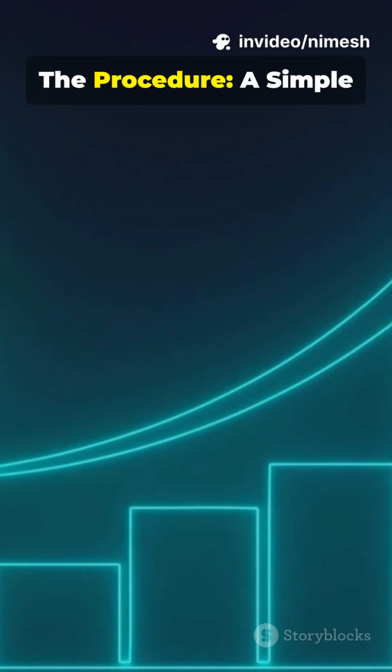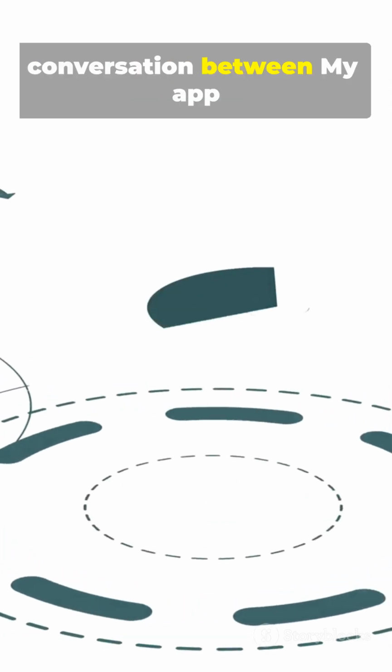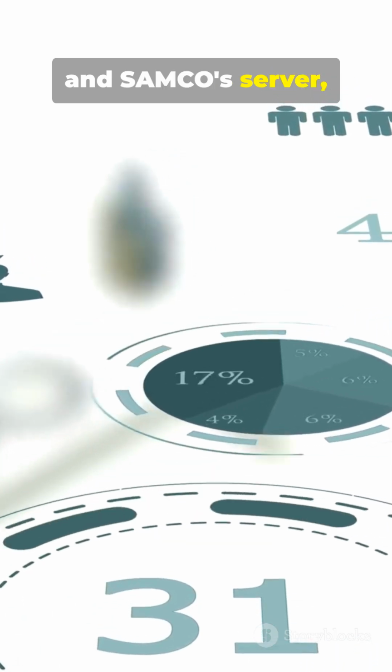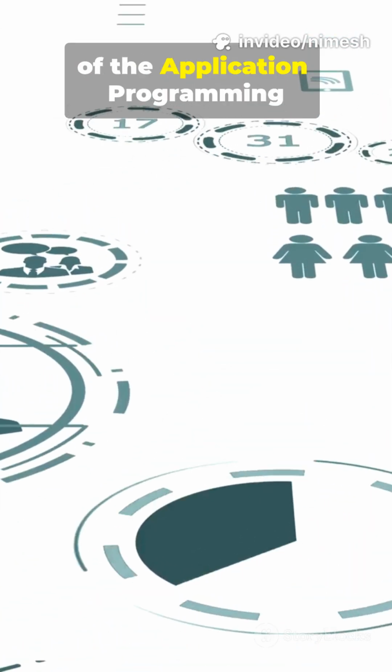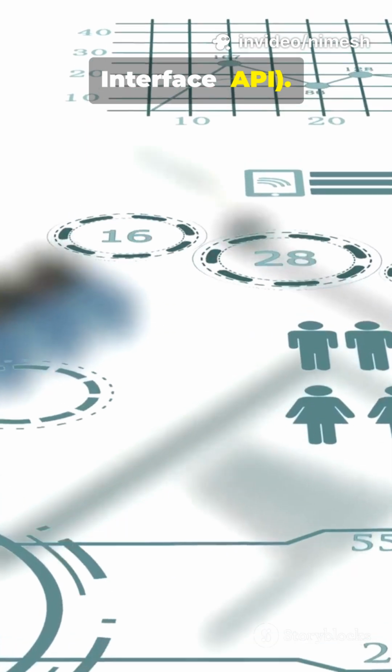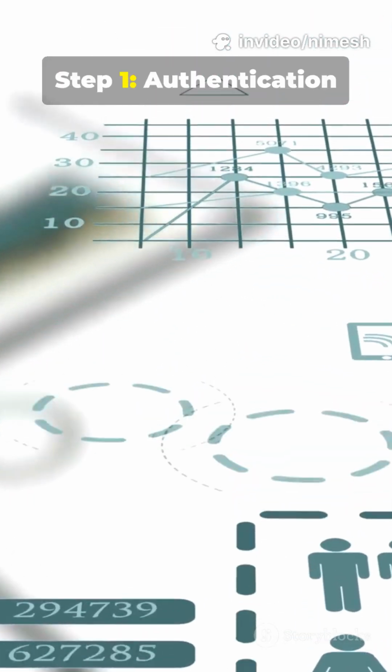2. The procedure: a simple request-response dialogue. The entire process is a structured conversation between my app and Samco's server, using the established rules of the Application Programming Interface, API. Step 1. Authentication, proving who I am.